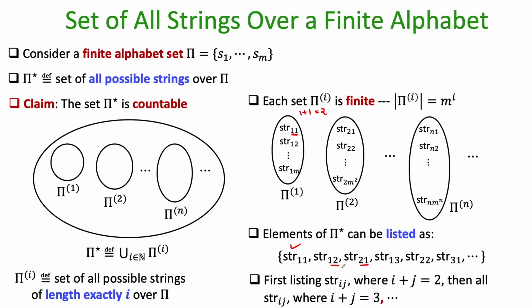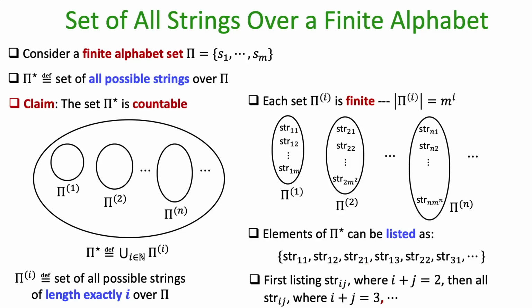So that's why str12 and str21, because the summation of these two indices will be 3 and the summation of these two indices also will be 3. Now if you have many strings where the summation of their indices is the same value, then you follow the ordering among the subsets itself. Since str12 appears in the subset pi power 1 and str21 comes in as the subset pi power 2, and pi power 1 is appearing before pi power 2, that's why I have listed down str12 and then str21. Okay.